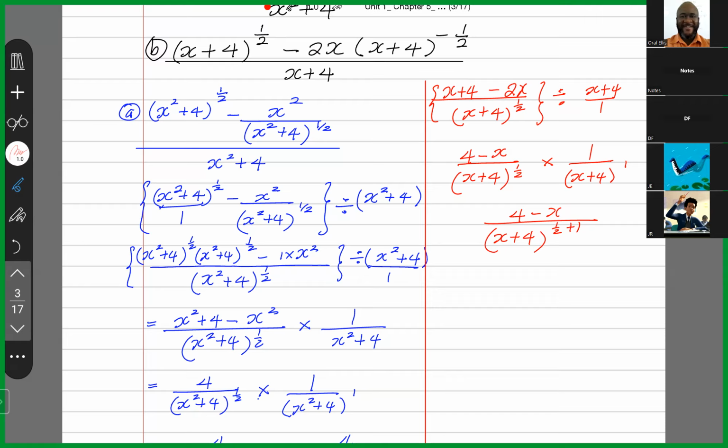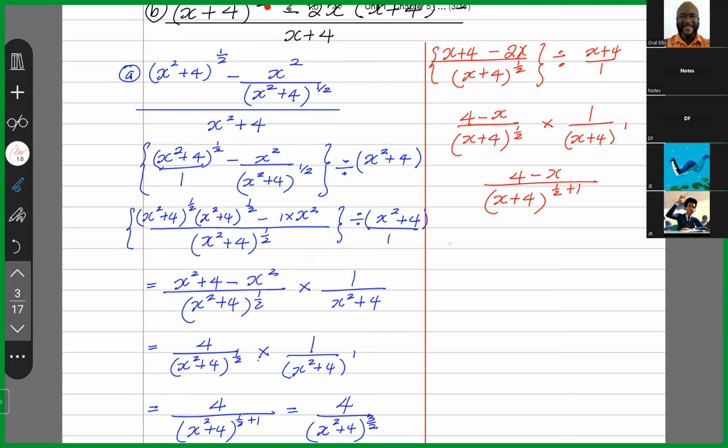So we're going to end up with 4 minus x over x plus 4 raised to the 3 over 2 power. Because 1 plus a half is 1 1/2. 1 1/2 is the same as saying 3 over 2.